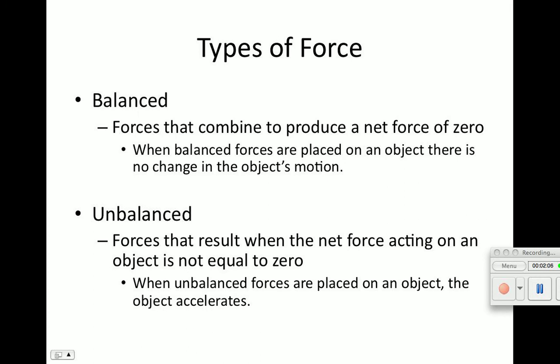Unbalanced forces are forces that result when the net force acting on an object is not equal to 0. And when unbalanced forces are placed on an object, then the object will accelerate. And we'll talk a little bit about this idea of motion changing because of forces in our next section when we're looking at Newton's laws of motion.